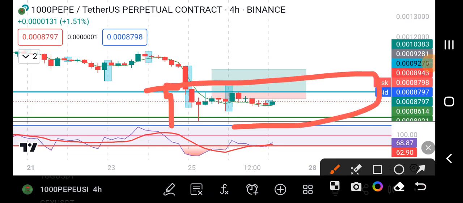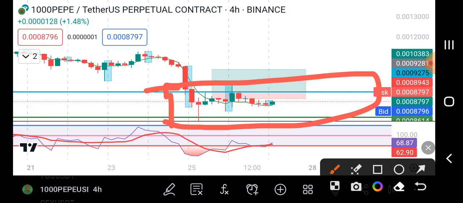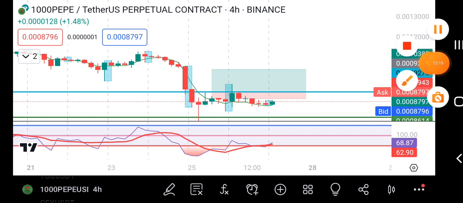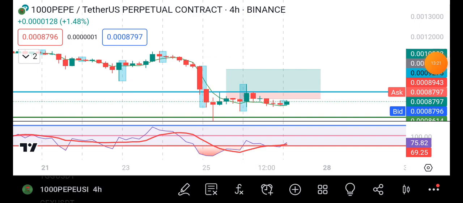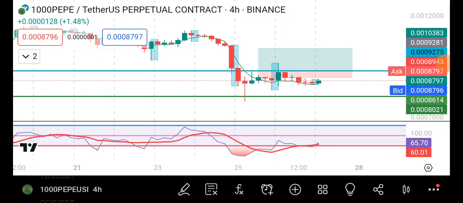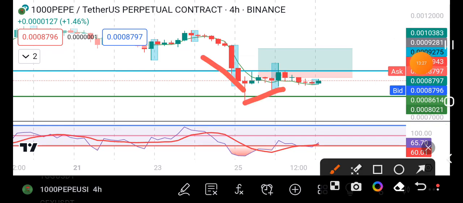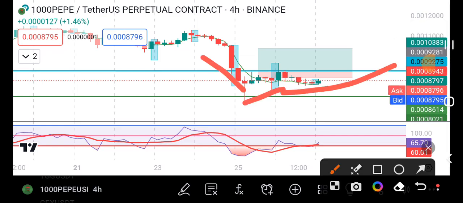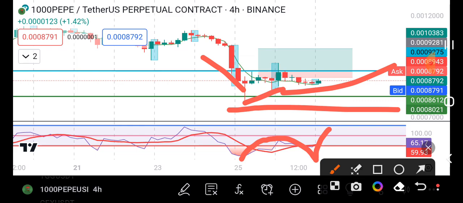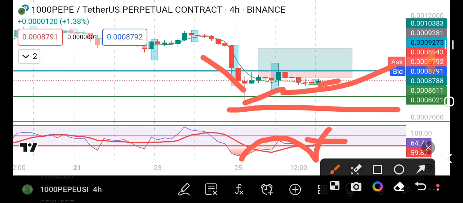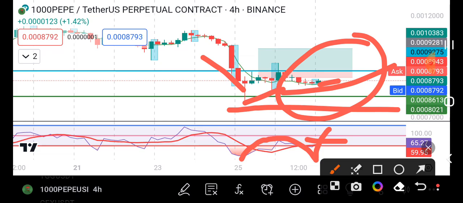We don't want to enter blindly, and that is why we were waiting for what? We were waiting for our divergence, just like what we have explained before. Then you can put your stop loss below here. This one has gone out one time, then the second time, then your entry will be here, and that is the reason why we entered that trade on 1000 PEPE, that we are now on 20%.